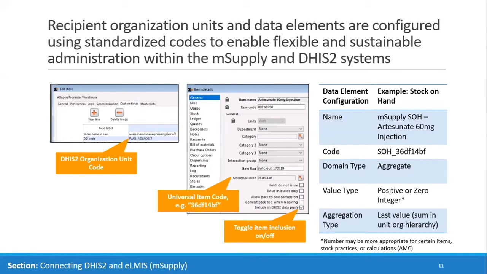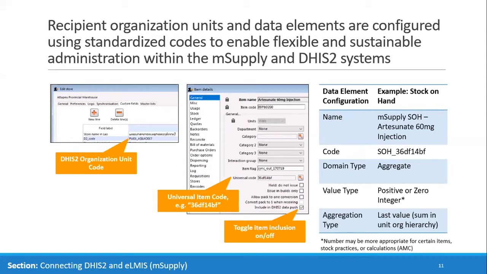As well as for each item, as I mentioned, that we selected, we enter a universal item code so that if the medical product center needs to adjust something about their codes or their item names, the integration is not breaking. And then as you can see, there's this tick box where we can toggle items for the push off and on, depending on if they're needed. And all that's really required for it to be pushed is that the appropriate data element is set up within DHIS2.